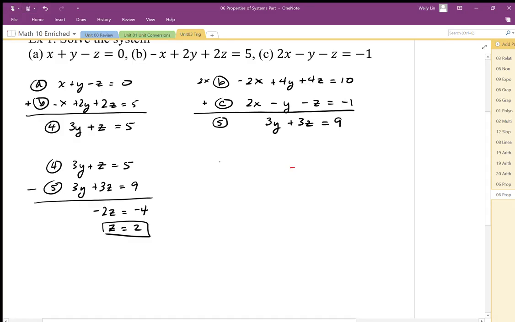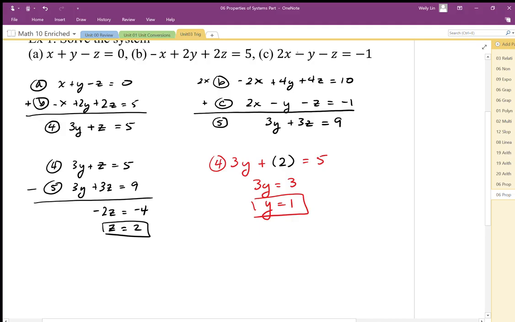So I'm going to plug it into equation 4, so I end up with 3 times y plus z that I solve for. So z is equal to 2, and that's going to be equal to 5. So now I have an equation that I can solve for the y with. So solving for y, I get 3 times y equals 3, y equals 1. So now I've solved for z and y.